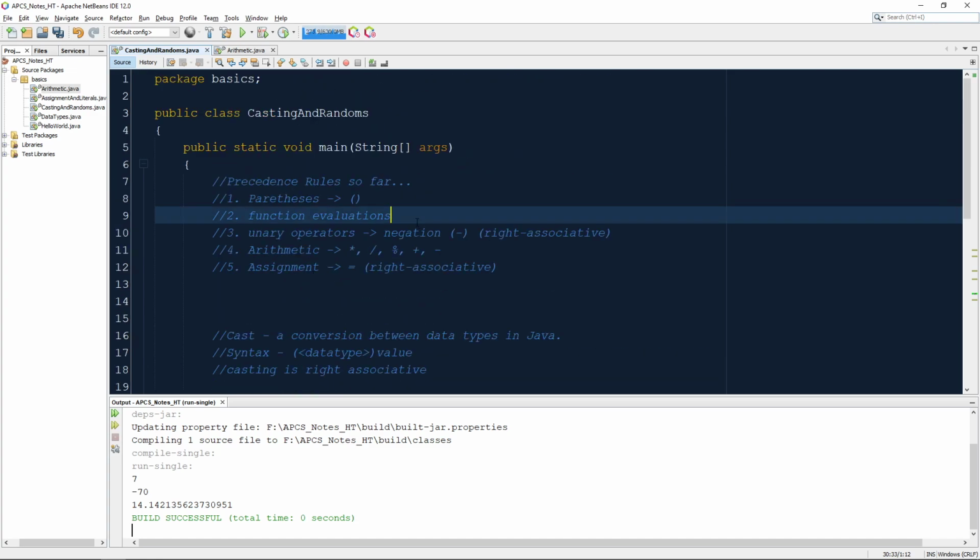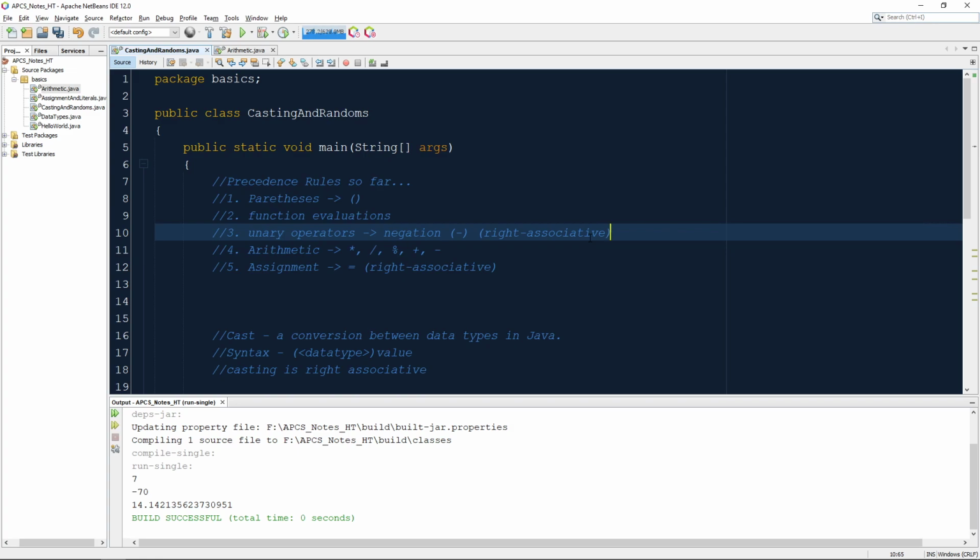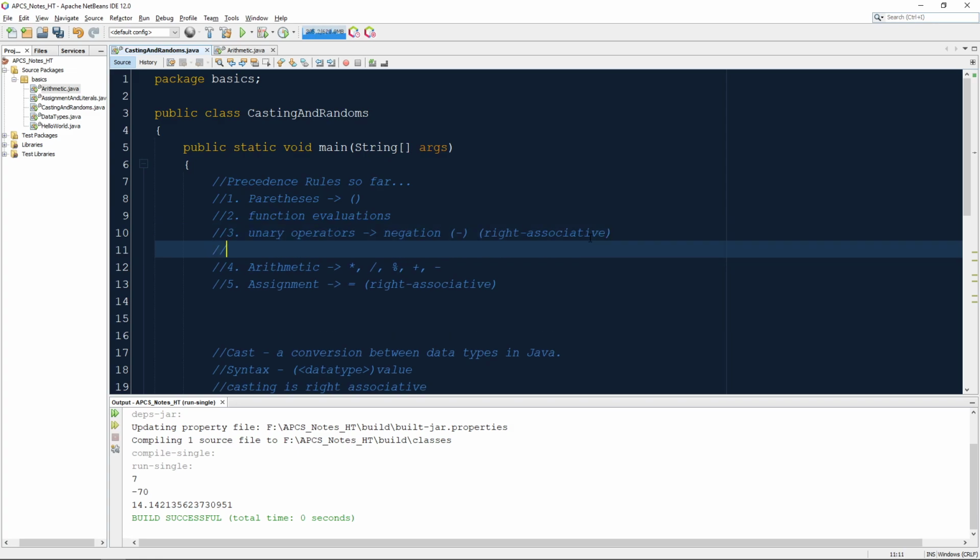So that officially puts us where the cast is less important than function evaluation, and we'll say for now that it is less important than unary operators. So we'll say casting, and we'll say it is right associative. And so now we recognize that we have parentheses, then we evaluate functions, then we evaluate unary operators, then we evaluate a cast, and then we do arithmetic, and then we do assignment.